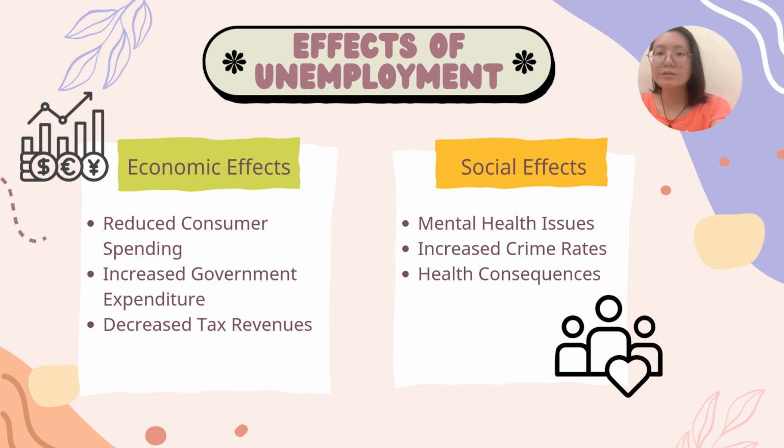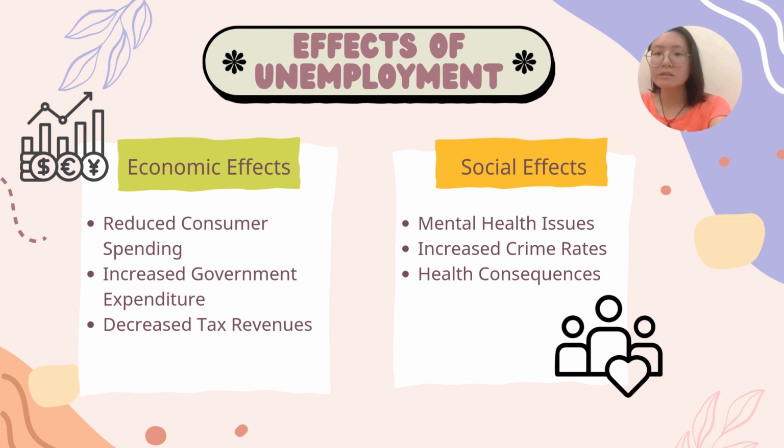The third is decreased tax revenues. With fewer people employed, tax revenue from income tax decreases. Additionally, lower consumer spending can result in decreased sales tax revenues. This combination will limit the government's ability to invest in infrastructure, education, and other public goods.